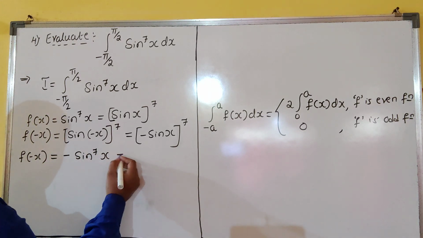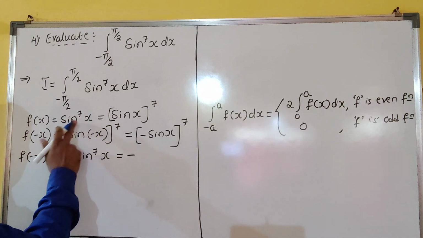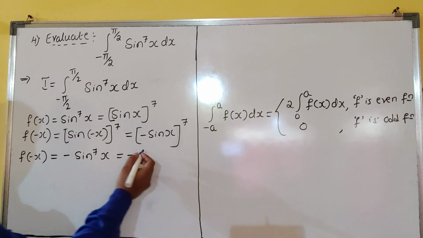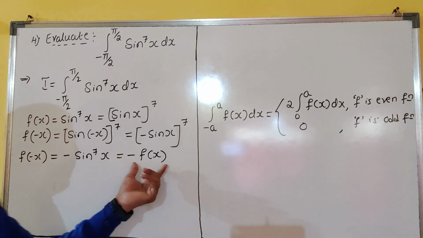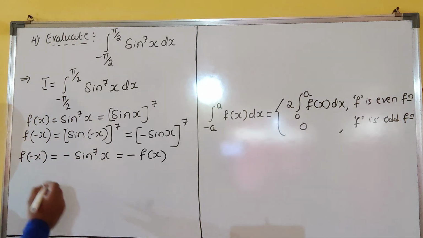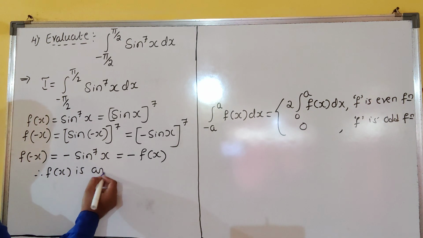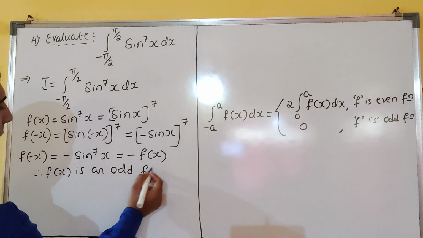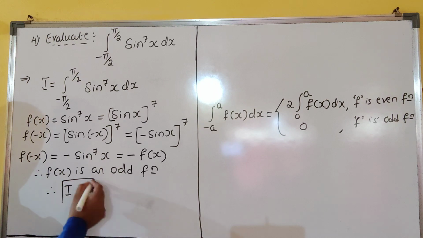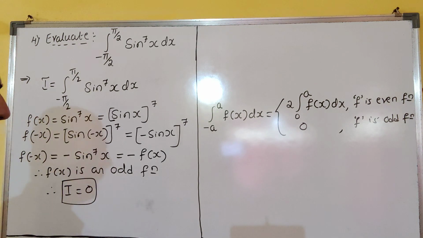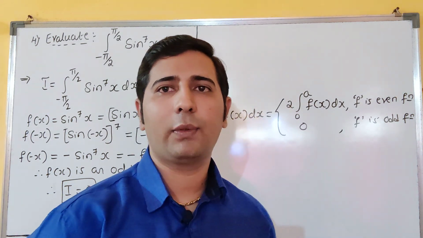And what is this, dear students? Minus sin raised to 7x means, sin raised to 7x is taken as f of x, minus f of x it will become. f of minus x is given minus f of x, therefore f of x is an odd function. Therefore I value becomes 0. Understood? This is also a halwa question for you. So please copy this. We'll see the next question.